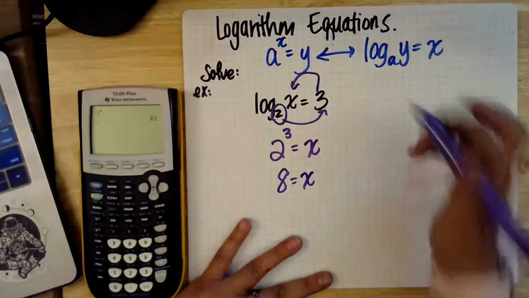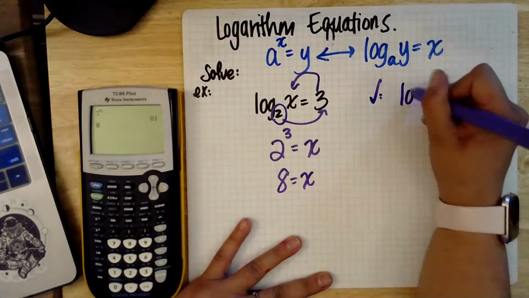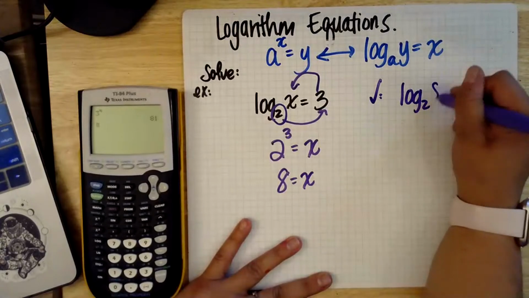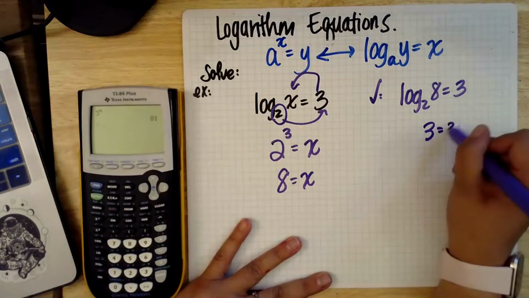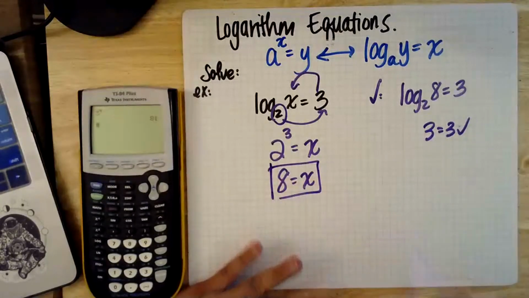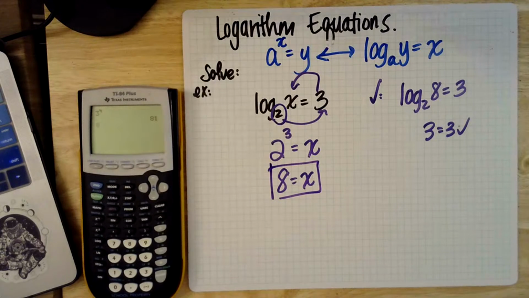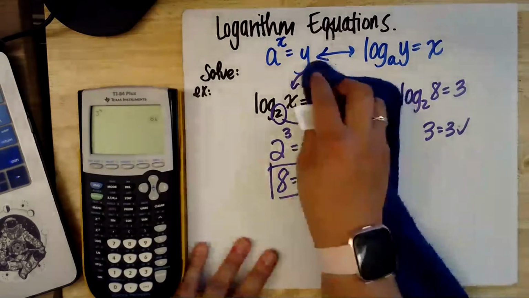So how do I check it? Is log base 2 of 8 equal to 3? Yes. So I recognize that that is solved right there. What happens if I have, let's do one more. And I'll use my 81 again.